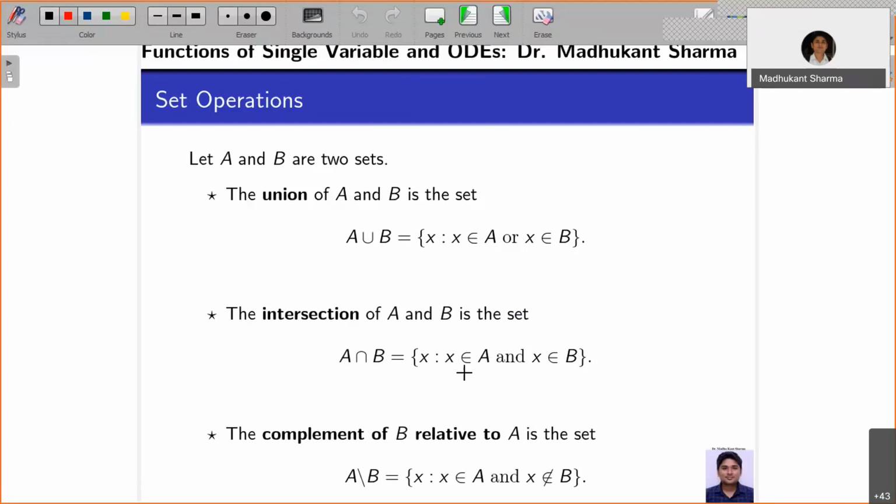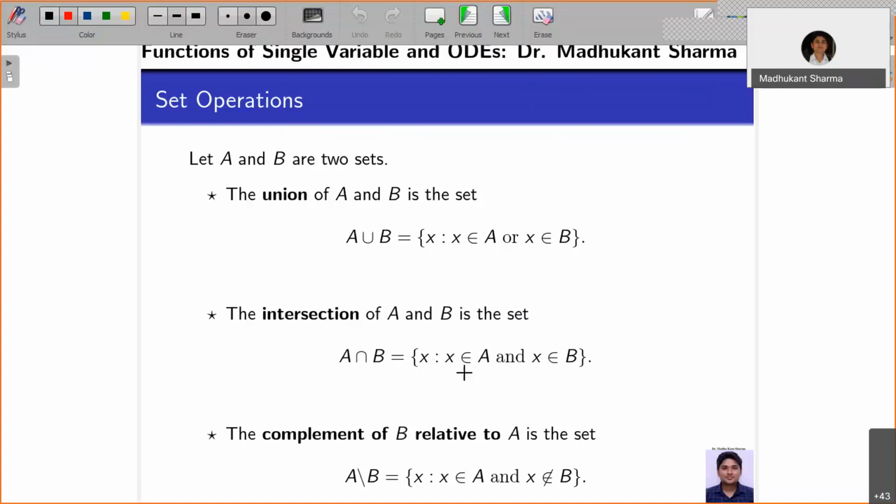So the complement of B relative to A, that's how we will pronounce it. A minus B is the complement of B relative to A. The set A minus B is equal to the collection of X such that X is in A but not in B. So we are just going to delete the items from the set A which are also in B. So that will be A minus B.